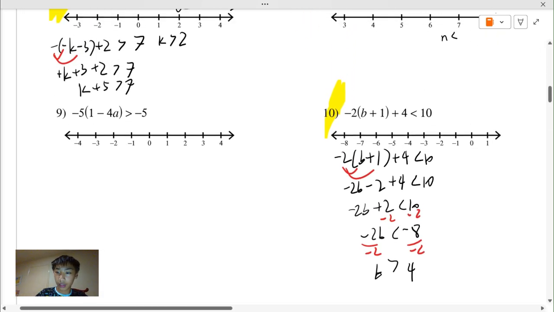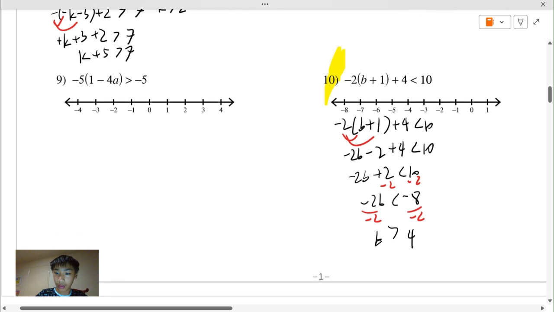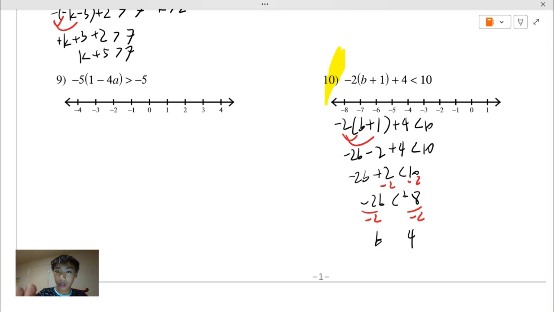So far we only got, sorry, my bad, positive 8, so it's greater than negative 4.